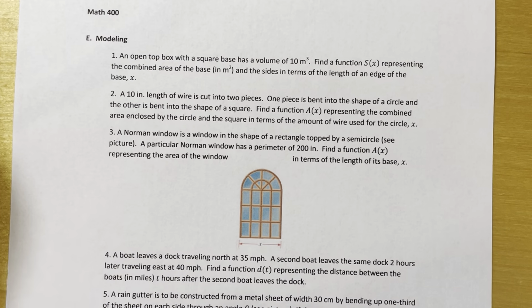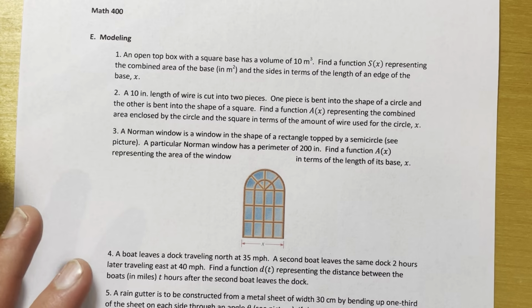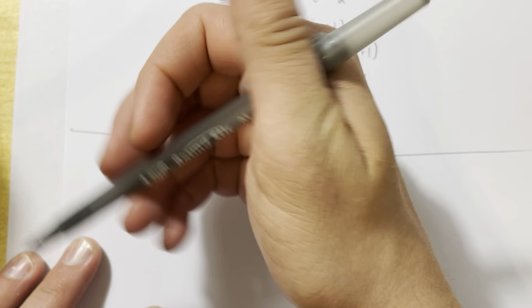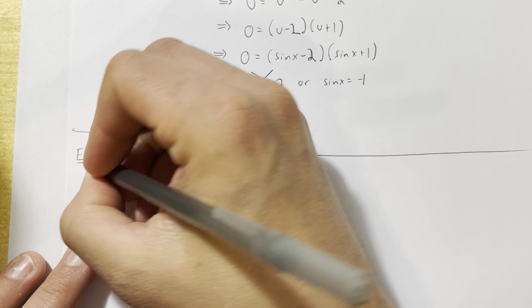So number 1 says, an open-top box with a square base has a volume of 10 cubic meters. And we're asked to find a function s of x, representing the combined area of the base in square meters and the sides in terms of the length of an edge of the base x. Okay, that s of x is like a surface area function. So this might seem a little bit daunting at first, but let's break it down into the information that we're given. So first of all, we're doing E1 here.